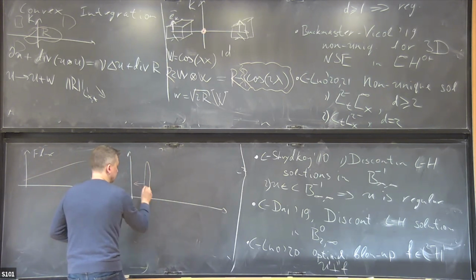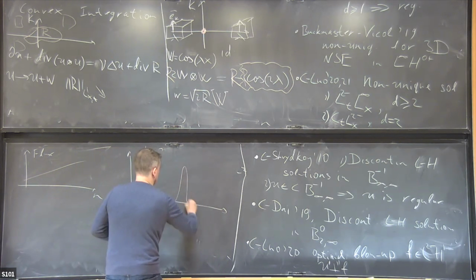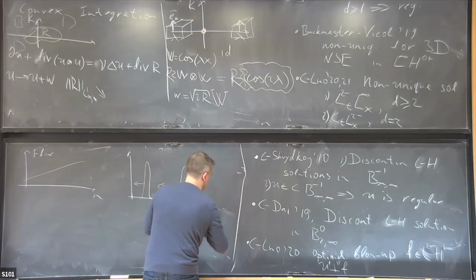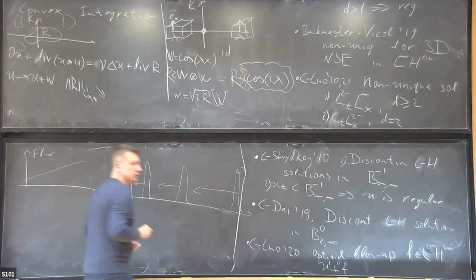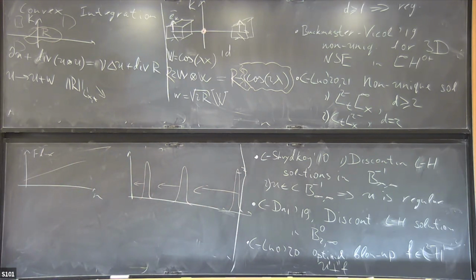Okay, so it moves to the left. Right here it moves faster, and then here it moves even faster. So that's what we call temporal intermittency.